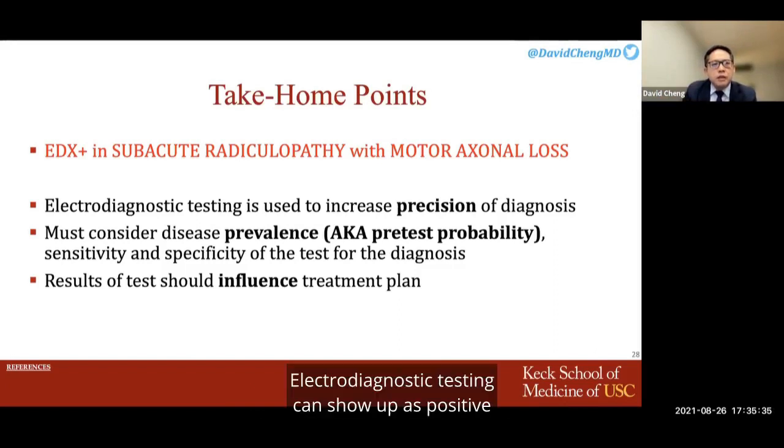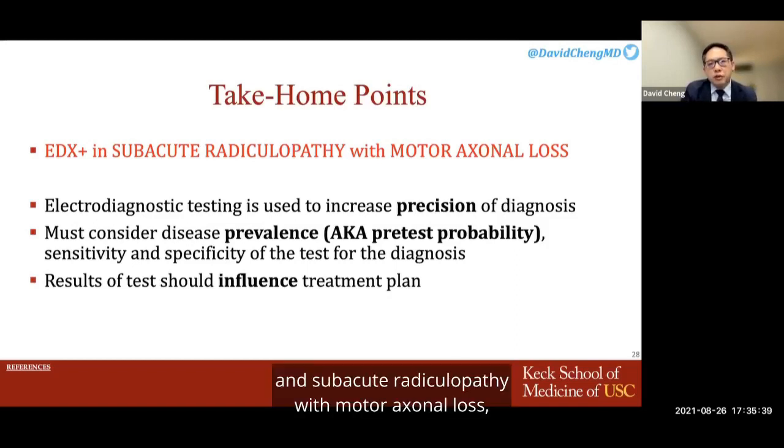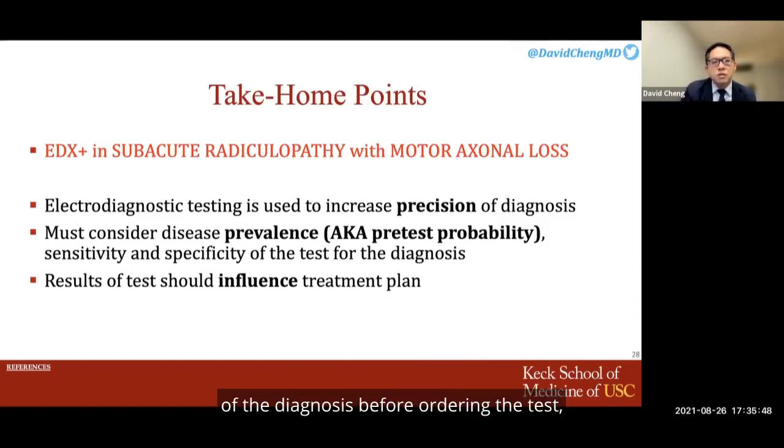Electrodiagnostic testing can show up as positive in subacute radiculopathy with motor axonal loss. It's used just like any other diagnostic test, including imaging, to increase the precision of the diagnosis.